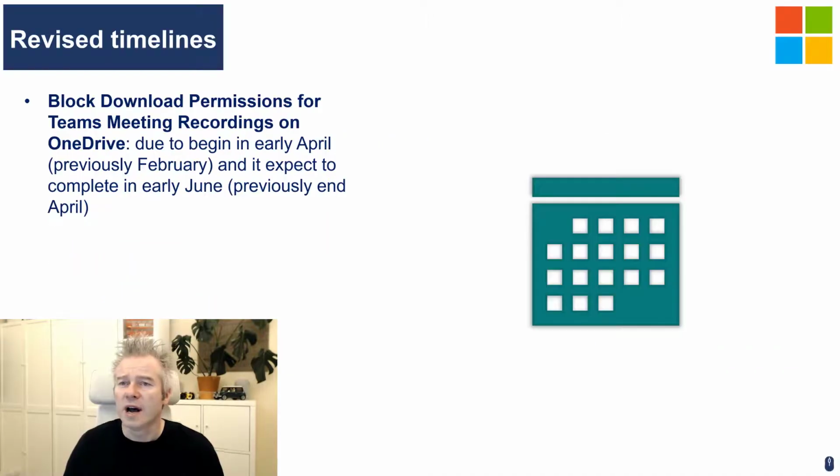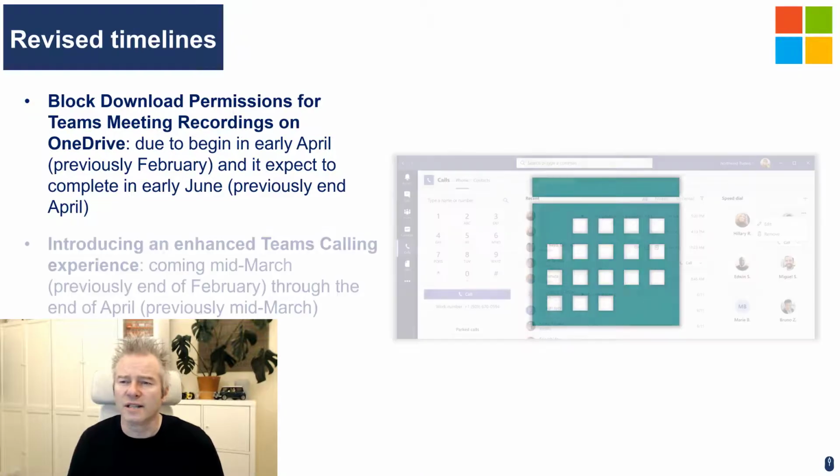So first up, let's have a look at these delays. We have got revised timelines. The block download permissions for Teams meeting recordings on OneDrive is just changing the permissions of the people who have attended meetings. Look at a previous blog for the details, but that is starting to roll out early April, and it's going to take up until June, so quite a long tail on that one.